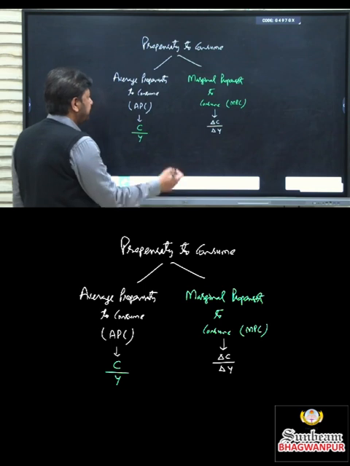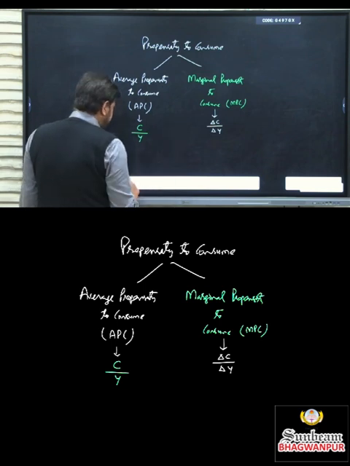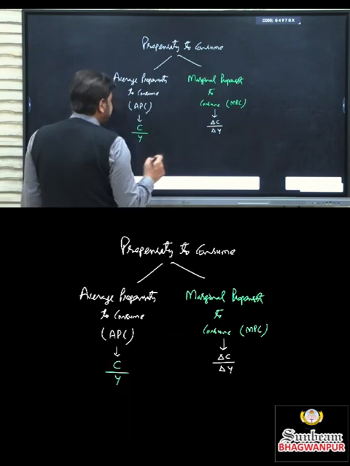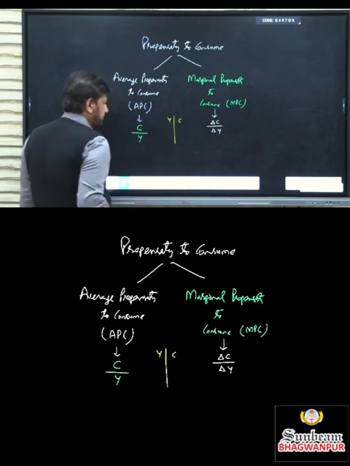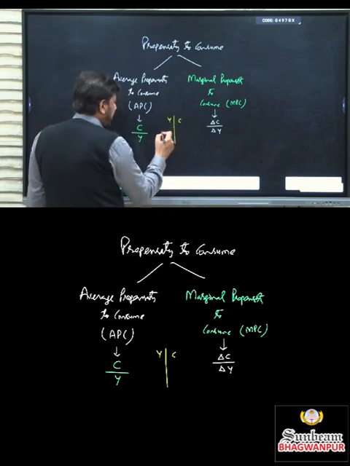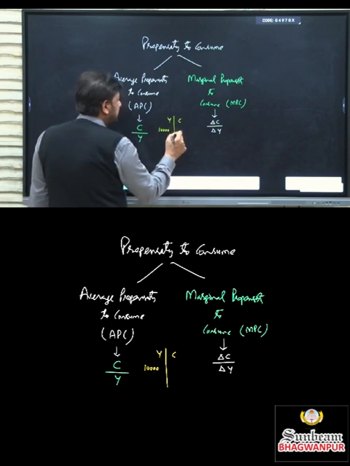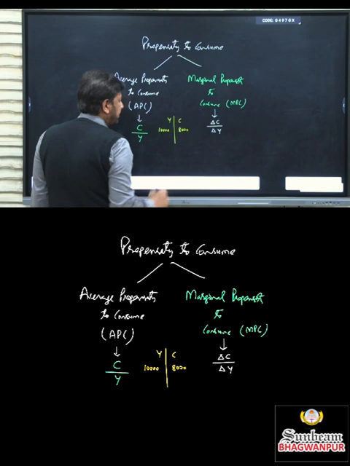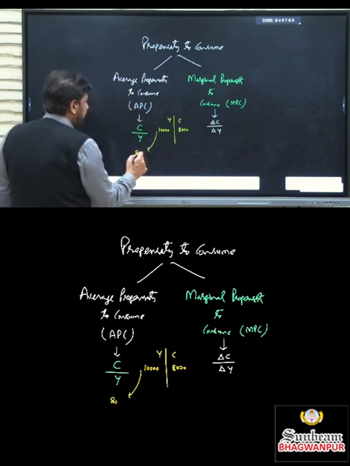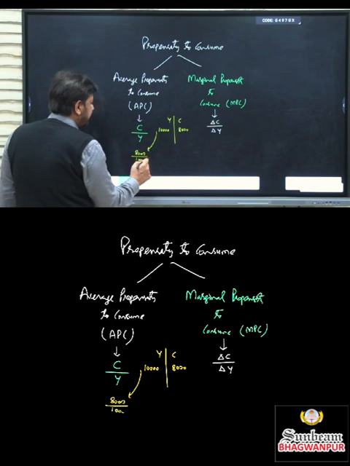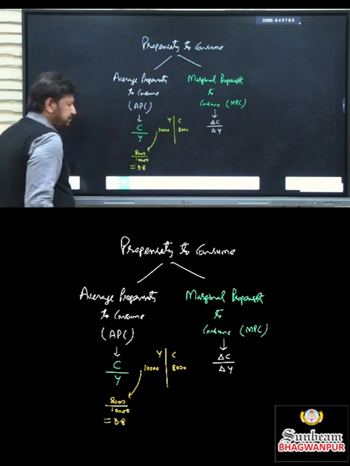For example, if the income and consumption are, when income is 10,000, consumption is 8,000. So what is APC in this case? 8,000 upon 10,000 is equal to 0.8.